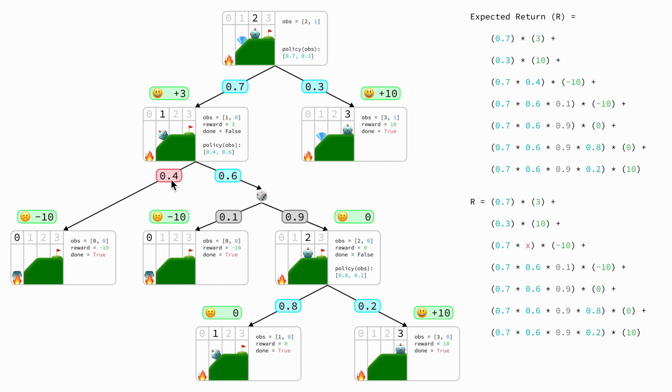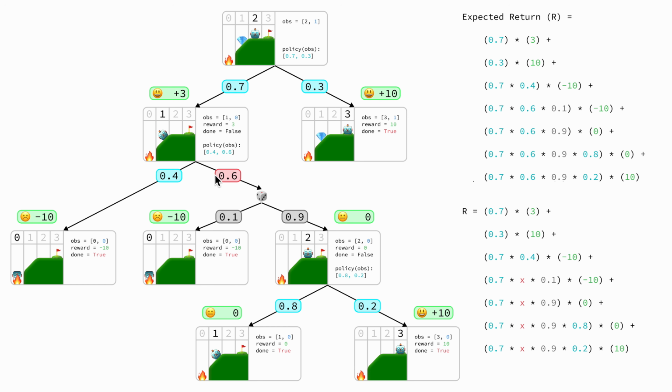So now let's find the partial derivative of this action probability. We do as we did before: we replace that 0.4 with the x, we find the derivative of r with respect to x, and we get 0.7 times negative 10. Now, it's a little bit different than before. This negative 10 is the expected return after taking this action, but now we have an additional 0.7. So do you see what the pattern is now? If not, let's try another example, see if we can get a little bit more insight.